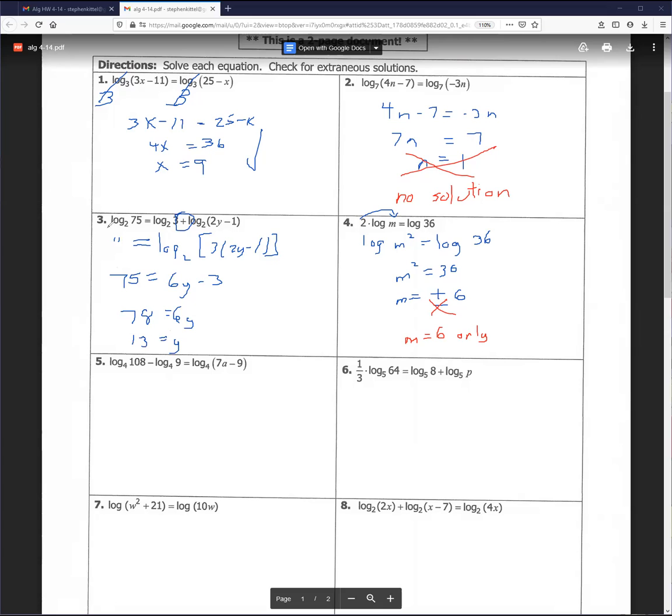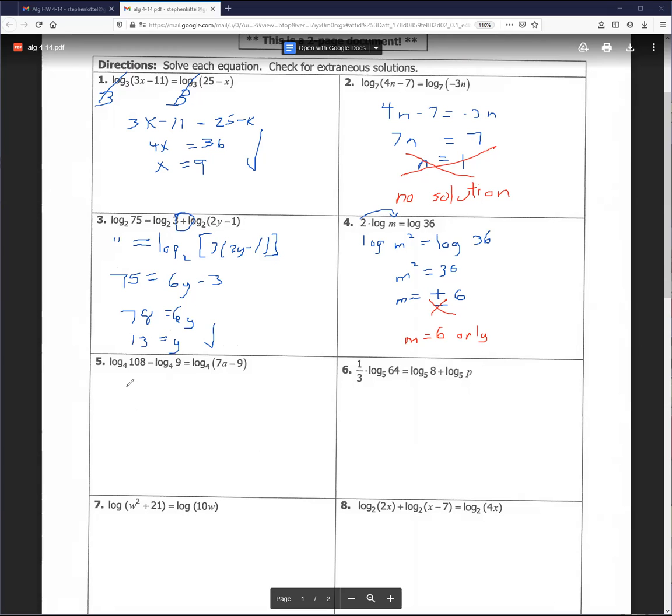All right, no issue plugging in a number to 75, no issue plugging a number into 3 because there's nothing to plug in. If we put a 13 in for the third expression, we get log of 25. That's fine. So yes, we're good with that.